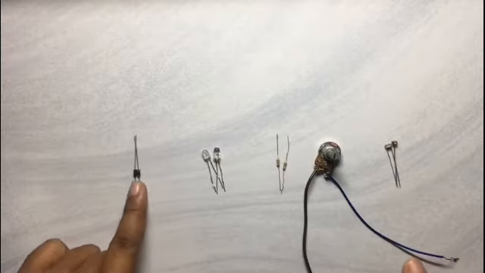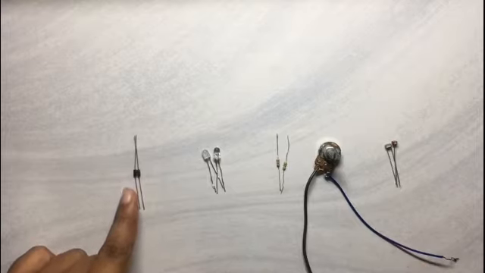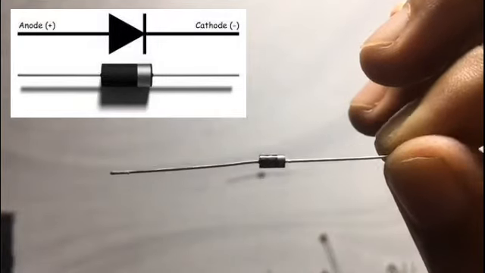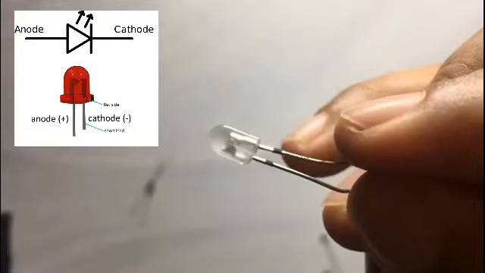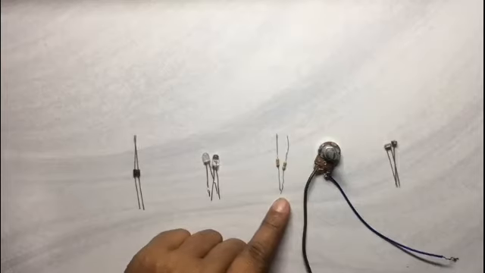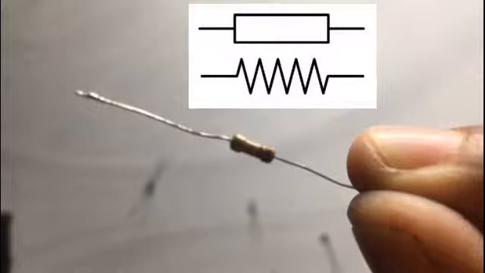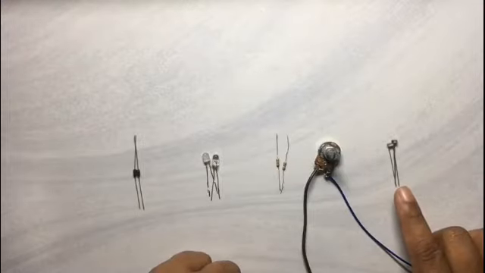The first one is diode. The second one is LED, light emitting diode. The third one is resistors. The fourth one is light dependent resistor, LDR.